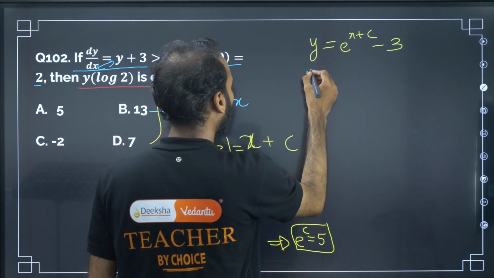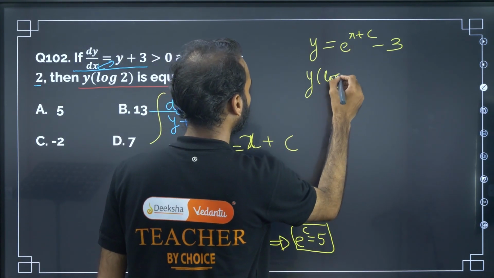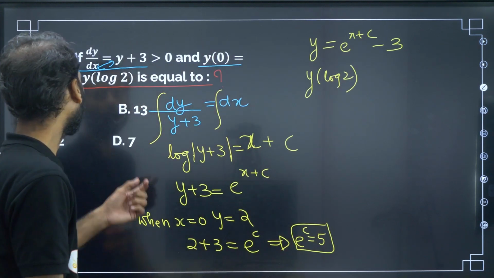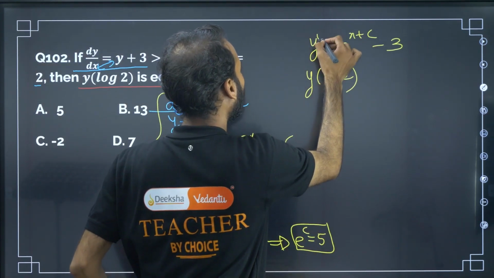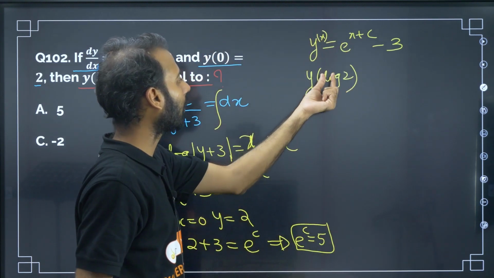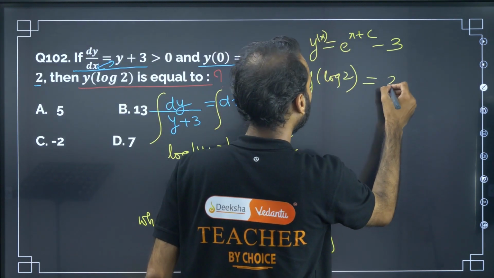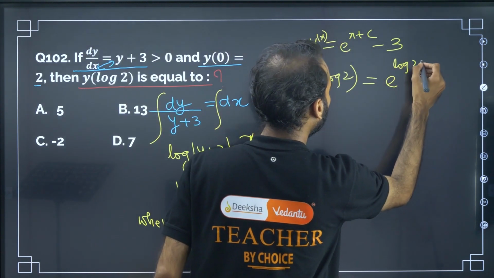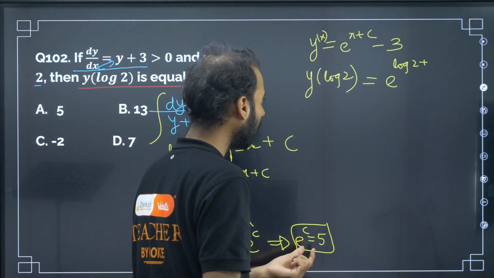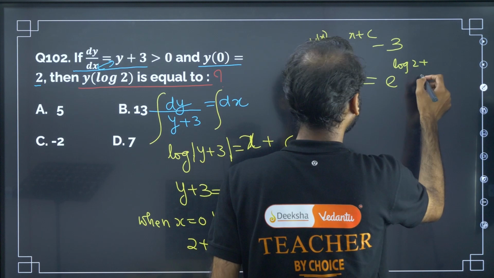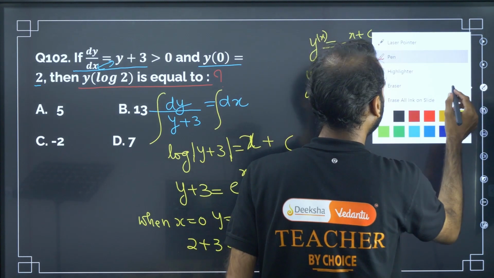Now y of log 2. For this y, generally y is a function of x, means it is y of x. So in place of x I am writing log 2. This becomes e raised to log 2 plus c. The value of e raised to c we just found is 5. So e raised to c is 5. Let me erase this.